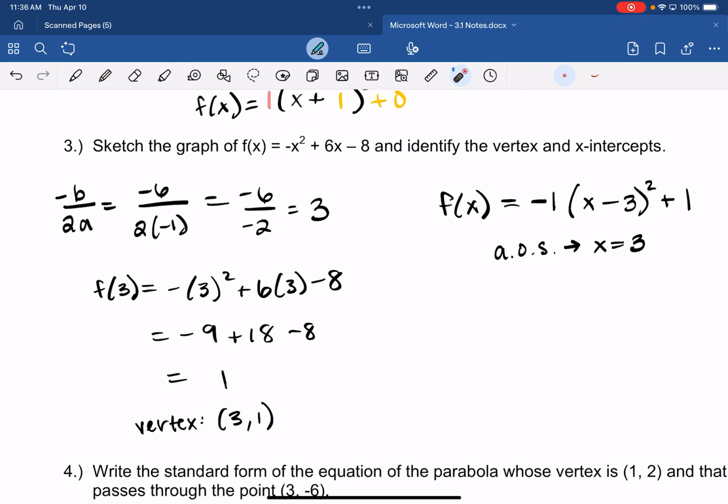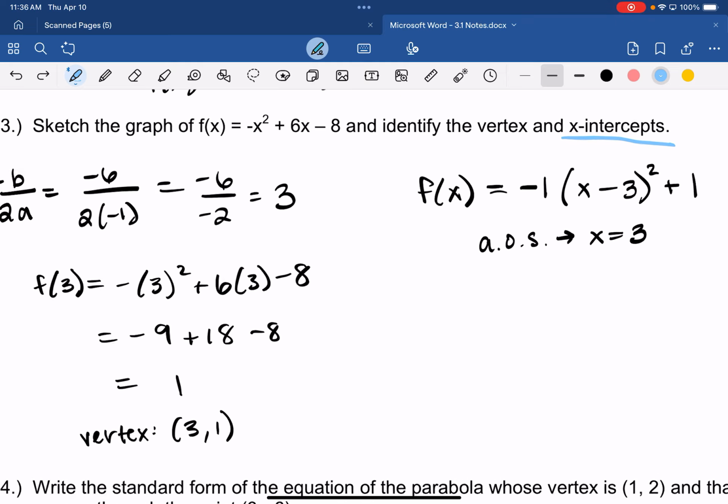Okay, now this last part, I didn't sketch my graph for a reason yet. It's okay if you did. We'll just add one thing to our sketch. I want to talk about this last little bit, x-intercepts. Can I determine my x-intercepts from my vertex form? Are they a number in my problem? No. Okay.